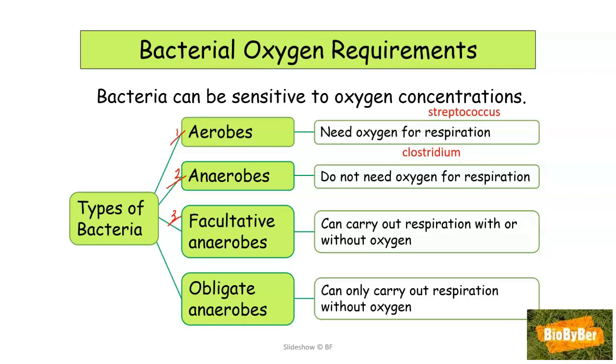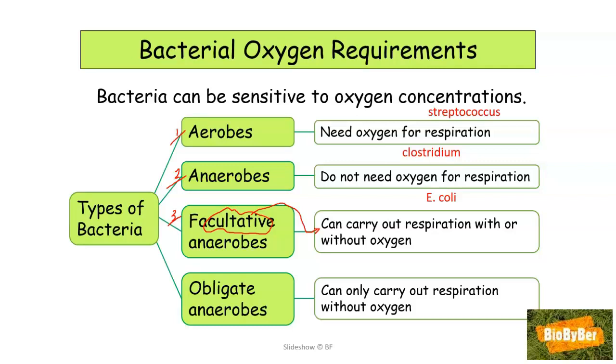This means they can carry out respiration with or without oxygen. In order to help us remember this, if we look at the word facultative, it reminds me of the word facility. So I think to myself that they have the facility, they are able to carry out respiration with or without the oxygen. An example of such a bacteria is E. coli, which is often responsible for causing food poisoning.